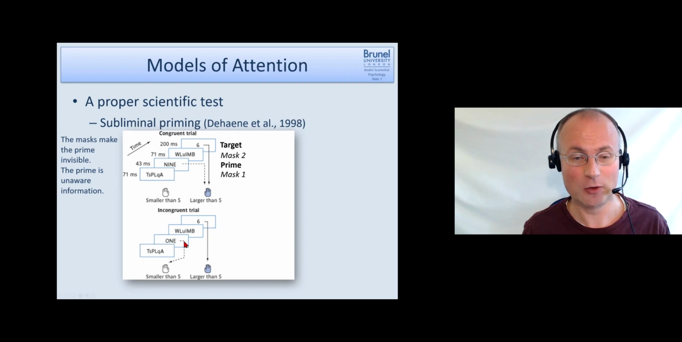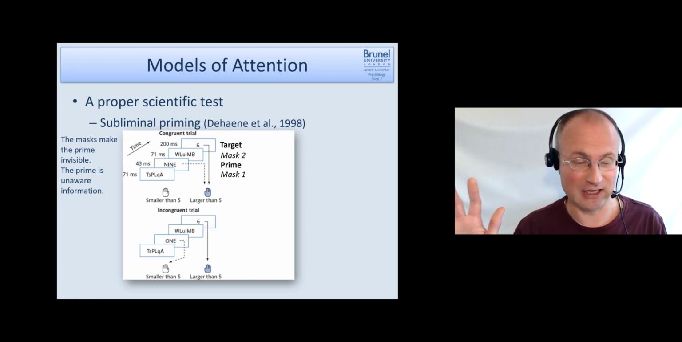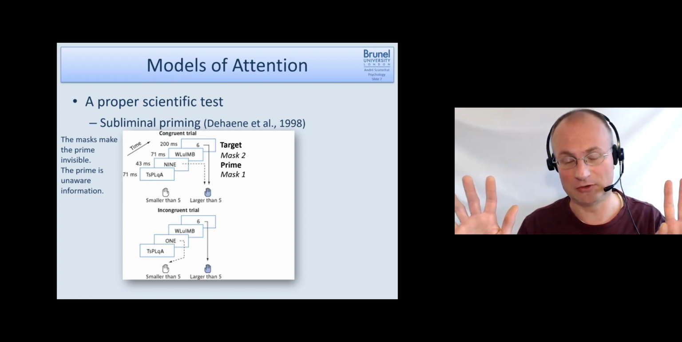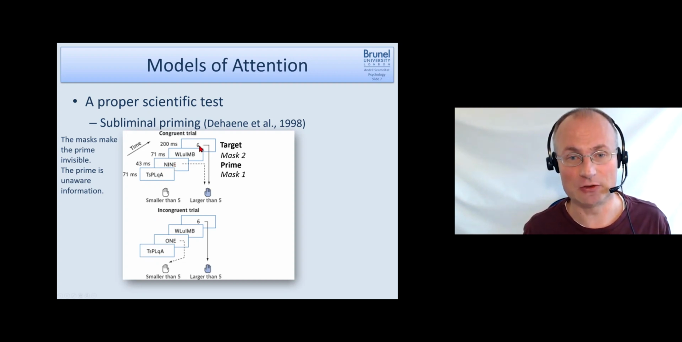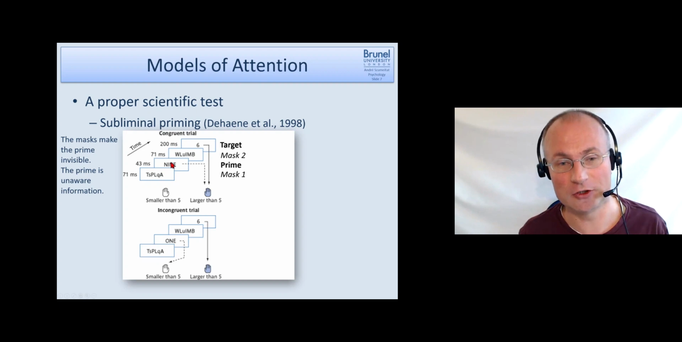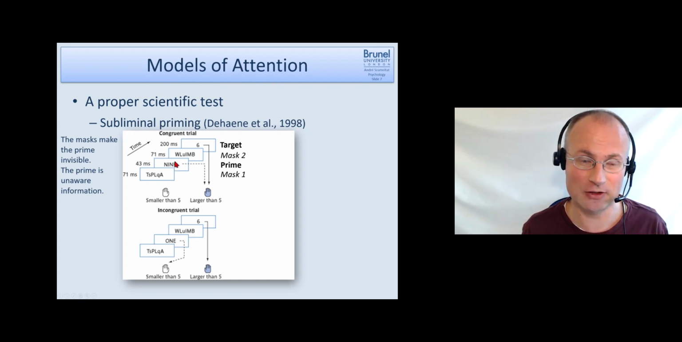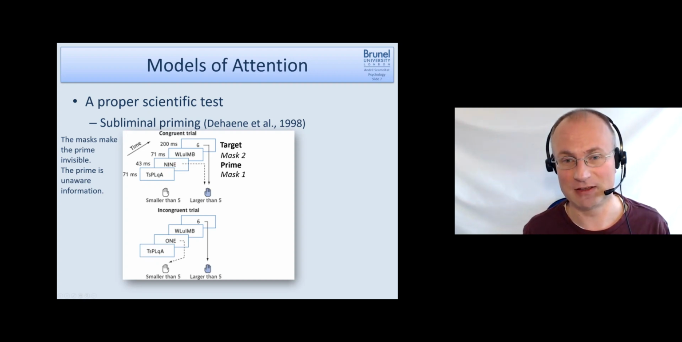And the other condition is where the prime is incongruent to the target. So people have to respond again to the target 6 with their right hand, but the prime, in this example it's 1, would require a left-hand response. The question is now, we know from previous lectures that these primes have the power to influence our response. Do they still have this power if they are subliminal and we are not consciously perceiving them? According to early selection models, they shouldn't, because they have been filtered out so early that they can't influence.